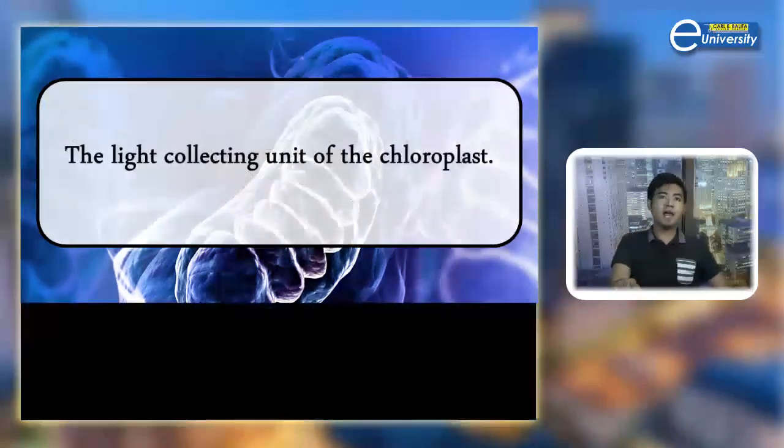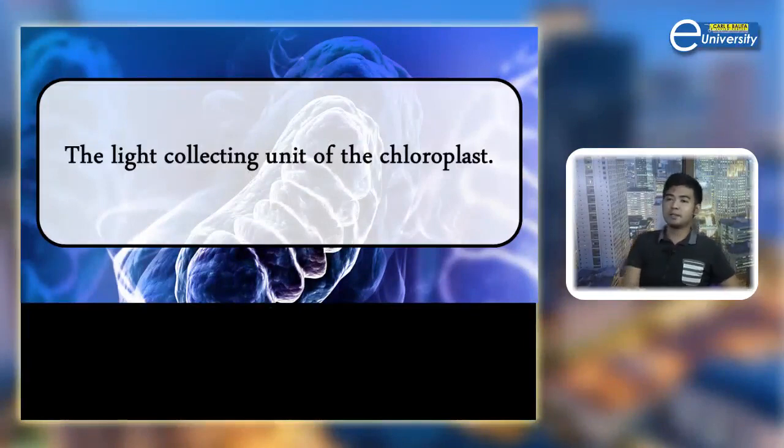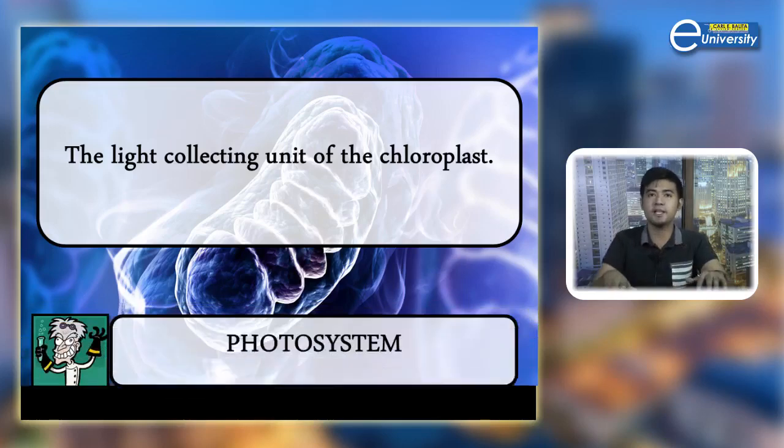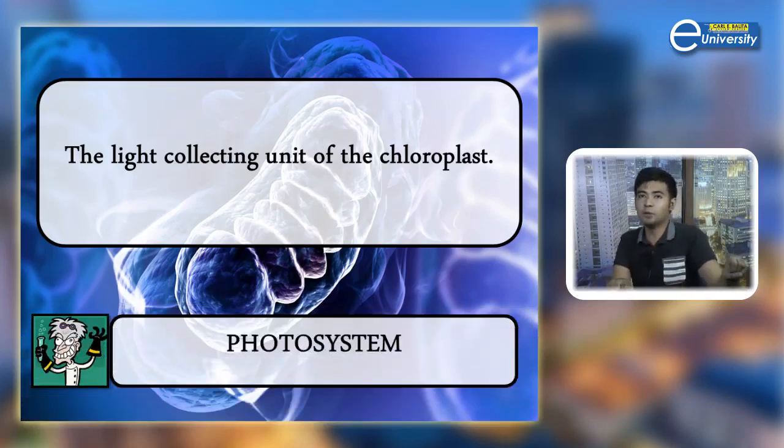Next. What do you call the light collecting unit of the chloroplast? I mentioned that earlier. We have two types of the light collecting unit of the chloroplast, which contains the chlorophyll. Correct. The light collecting unit of the chloroplast is called the photosystem. So in the chloroplast, you have the photosystem 1 and the photosystem 2, which is responsible for the chlorophyll photoactivation.